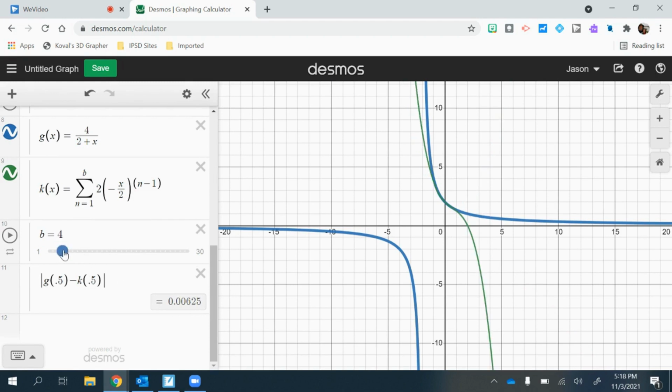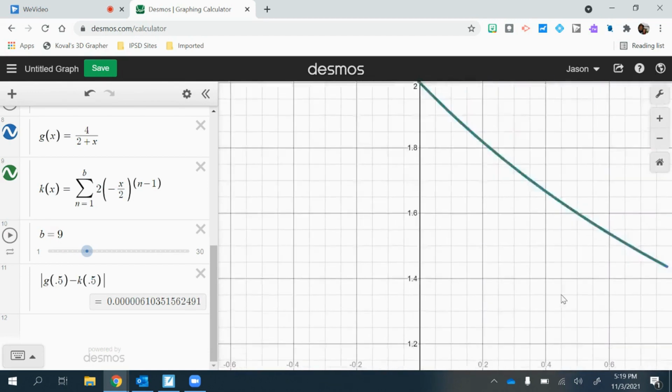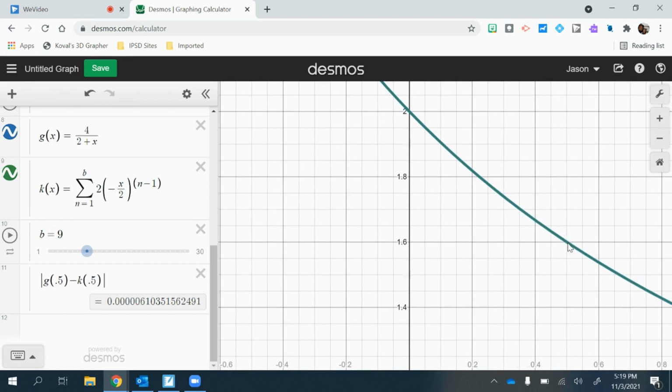And the error just keeps getting smaller and smaller as my polynomial keeps getting bigger and bigger. So at 0.5 right here, if I zoomed in really far, the error here is not very big as I make this polynomial closer and closer. There was a big error, then it gets smaller and smaller. So the error ends up getting a lot smaller as time goes on.